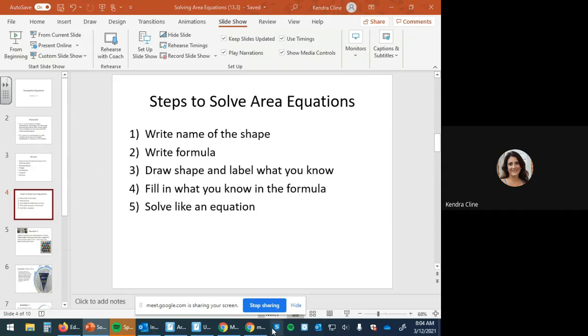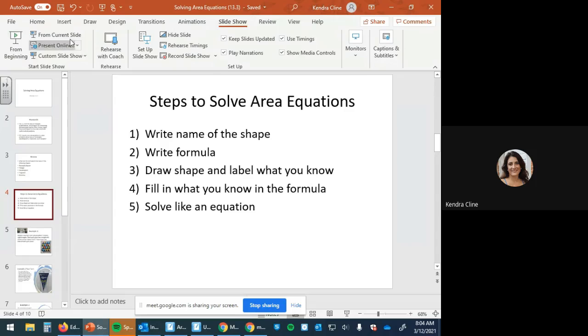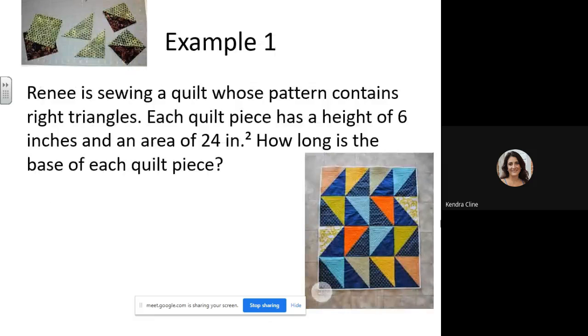All right, so next, you've got your orange sheet out in front of you, you've got your notes. What I want you to do now is write example 1. You do not have to copy this example down, but anything that I write on the board, I want you to write on there with me.